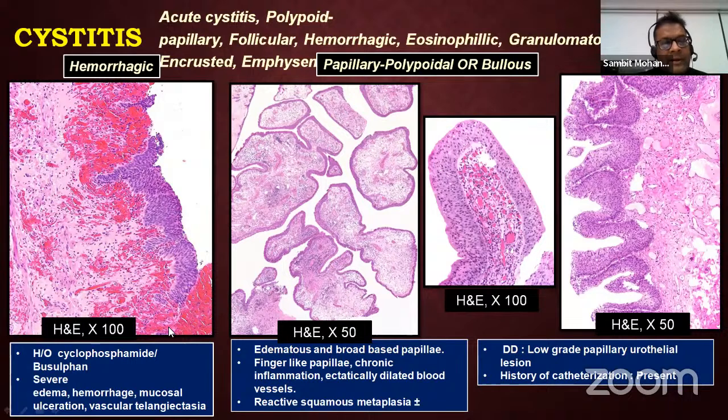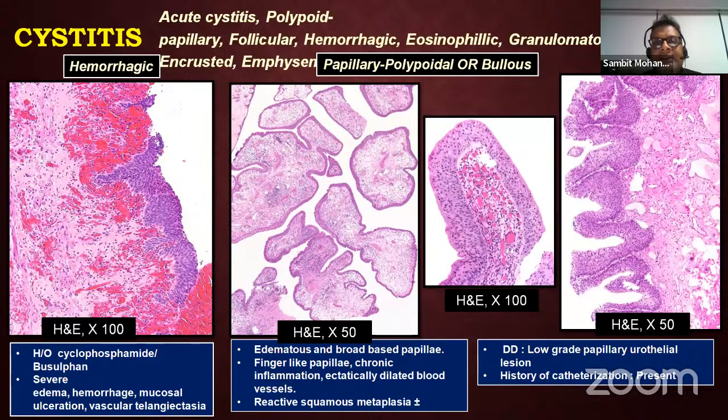they're kind of lining up the urothelium, which is normal in thickness. No cytologic atypia, maybe some reactive change would be there. True ulceration is not actually present because the neutrophilic infiltrate is low, and it is usually seen following radiation or cyclophosphamide or busulfan toxicity. Then comes your papillary or polypoid cystitis.